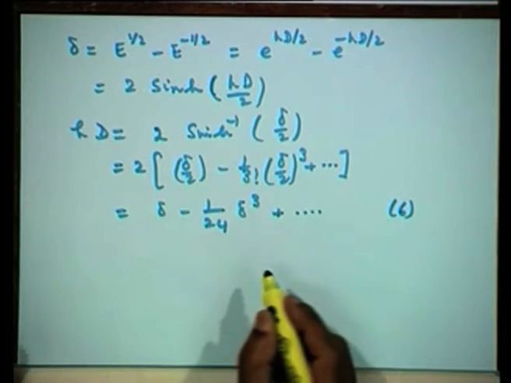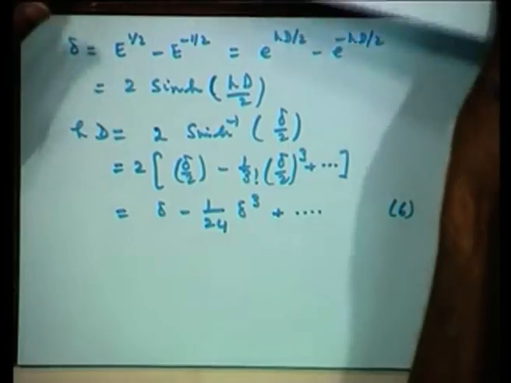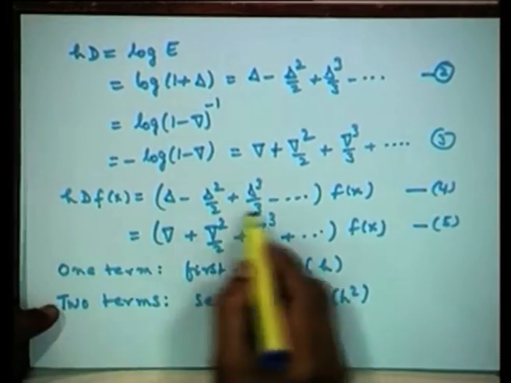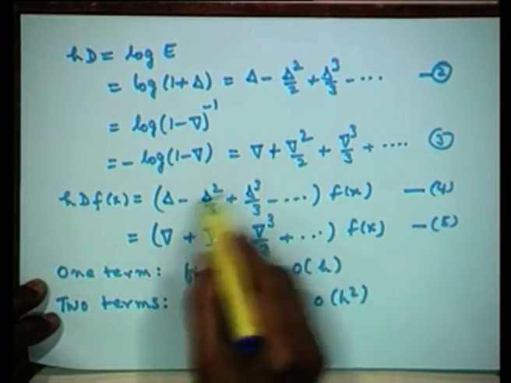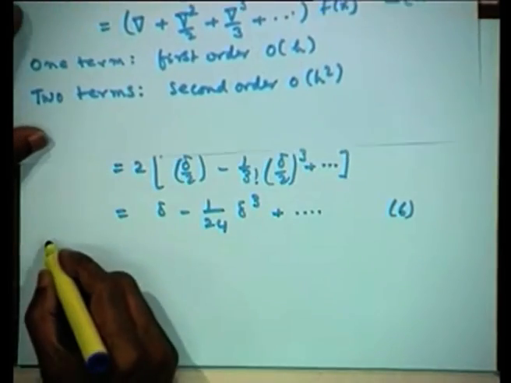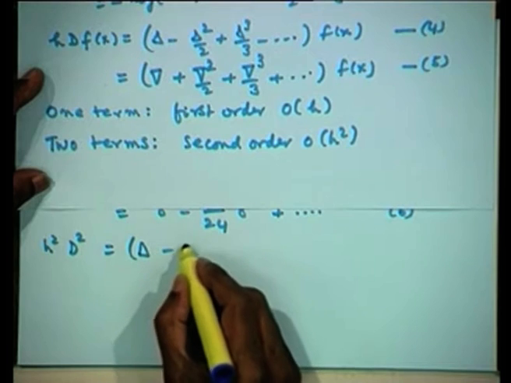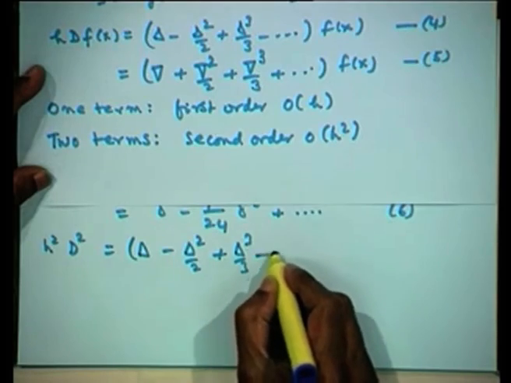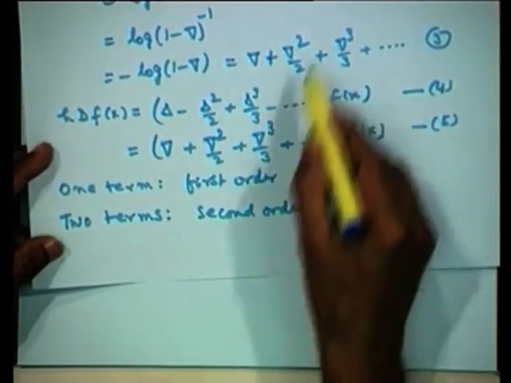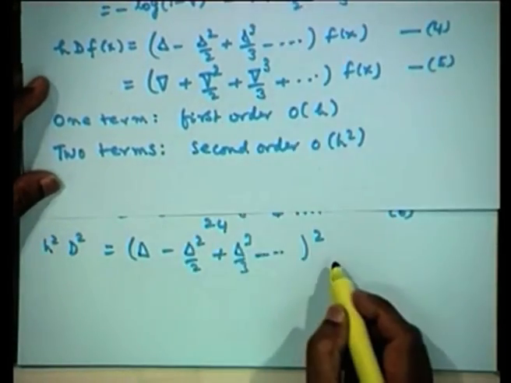Now, if I want the second derivative, it is almost trivial, because what we are looking for is d square. So, if h d gives me this, I can operate by pre-multiplying by h d. Therefore, h square d square will be the operator squared. So, if I want the second derivative, I just have to operate on the left by h d again. Therefore, it will be simply the square of this, delta minus delta square by 2 plus delta cubed by 3 and so on, whole square. So, I just have to take the square of this operator, as h d is being pre-multiplied once more.